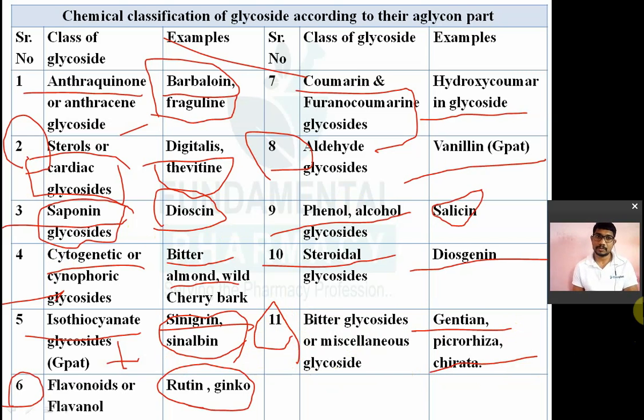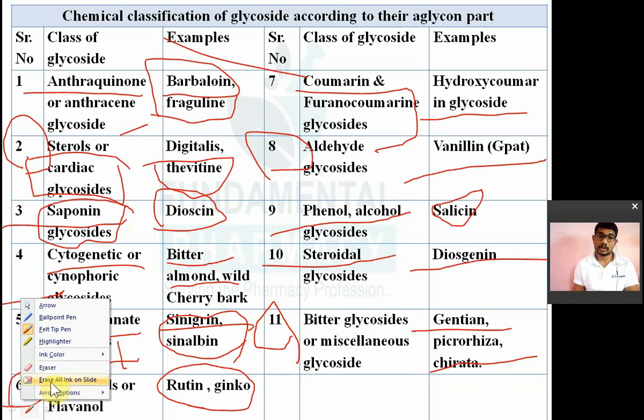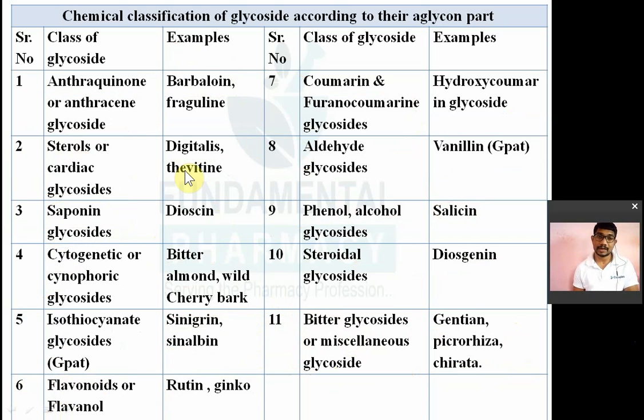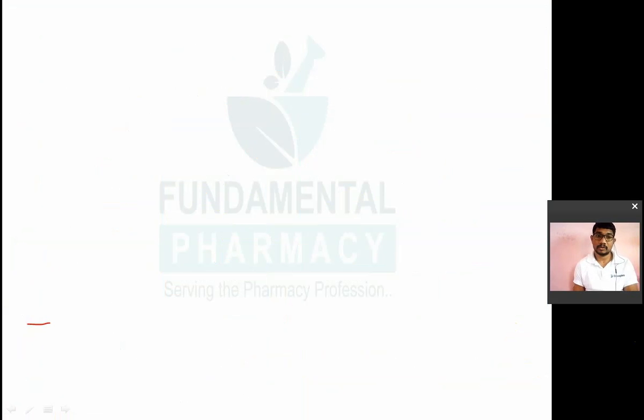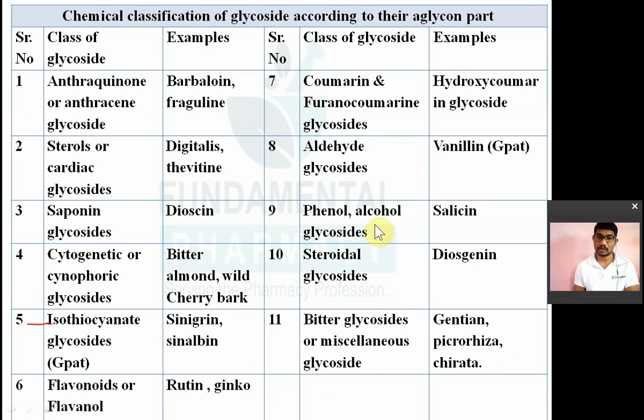These are the examples of glycosides depending on the nature of the aglycone part. Depending upon the nature of the aglycone part, they are classified into anthraquinone, sterol, saponin, isothiocyanate and flavonoid. Remember these things. This is important: coumarin, furanocoumarin, aldehyde glycoside is in vanillin, your vanilla flavor. Isothiocyanate is in sinigrin. Cyanogenetic is in bitter almond and wild cherry bark. Steroidal glycoside is in diosgenin.